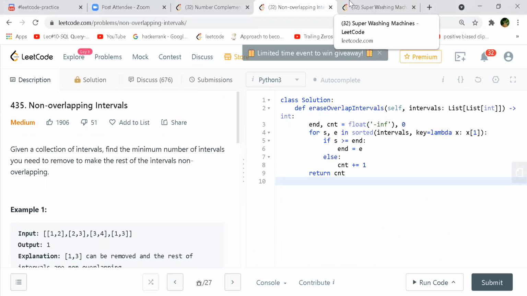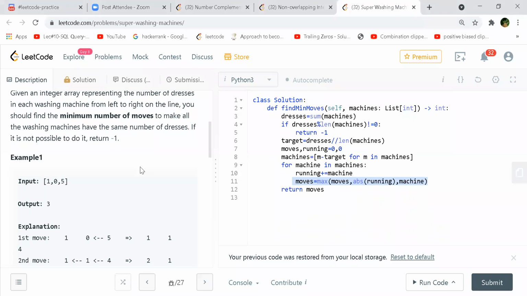Yeah, it's a slightly tricky problem, right? It's not so straightforward. Exactly.